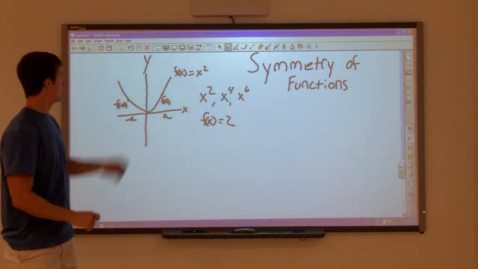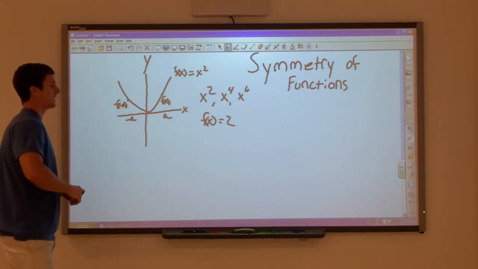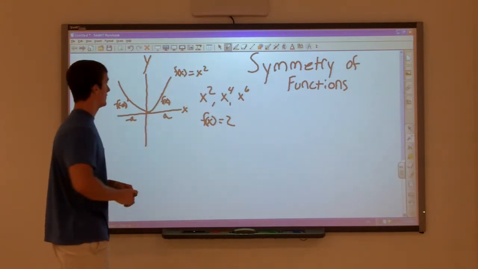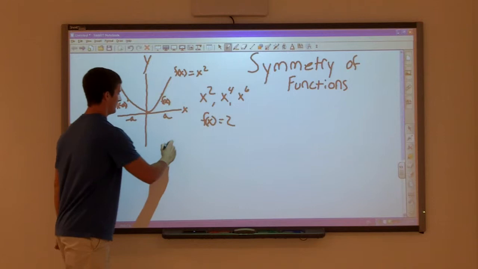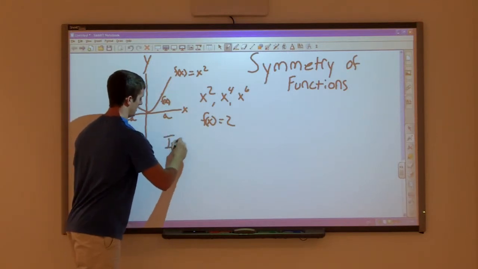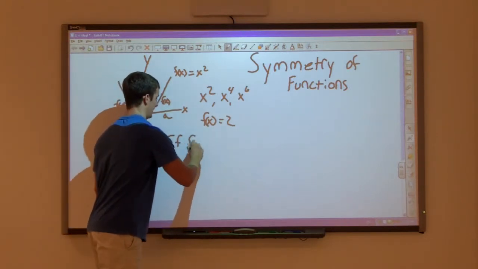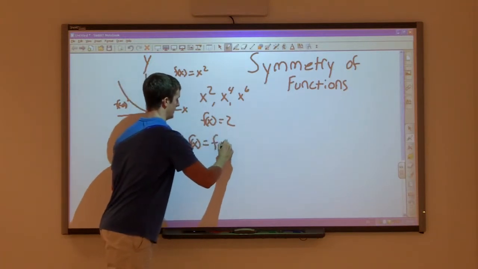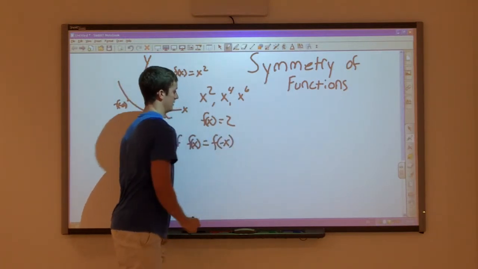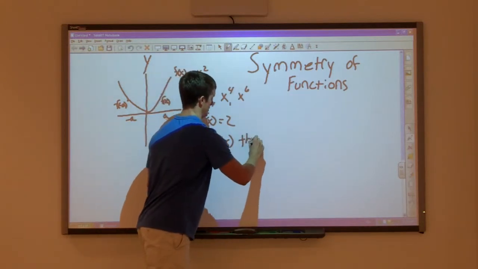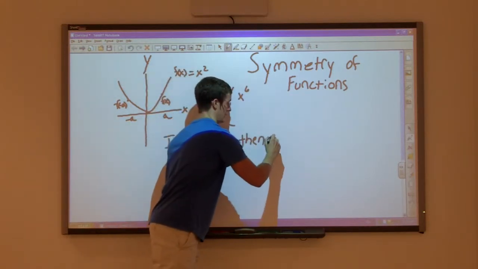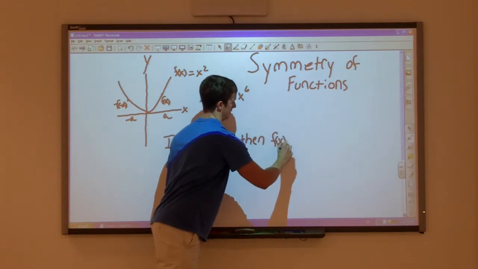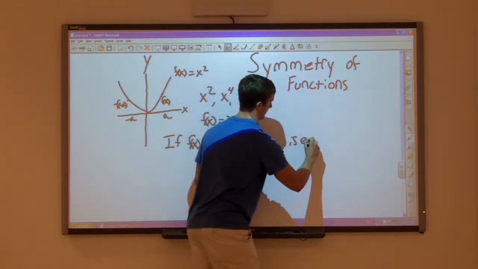If we look at this example of f of x equals x squared, then we can come up with a rule for even functions. And the rule states that if f of x equals f of negative x, then f of x is an even function.